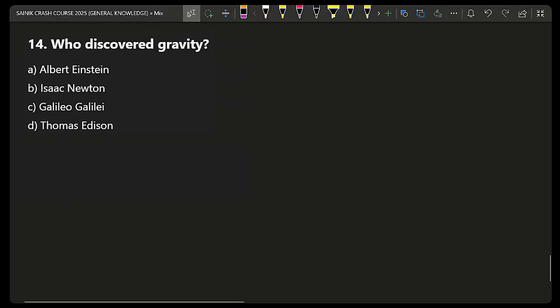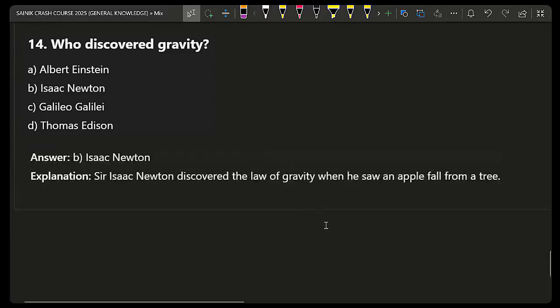So let's see the correct answer. This question also students are answering wrong. Very, very simple question. The answer is Sir Isaac Newton, who discovered the law of gravity when he saw an apple fall from a tree. Next question.